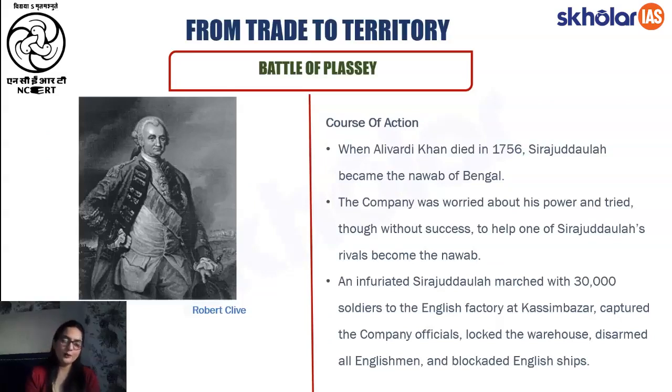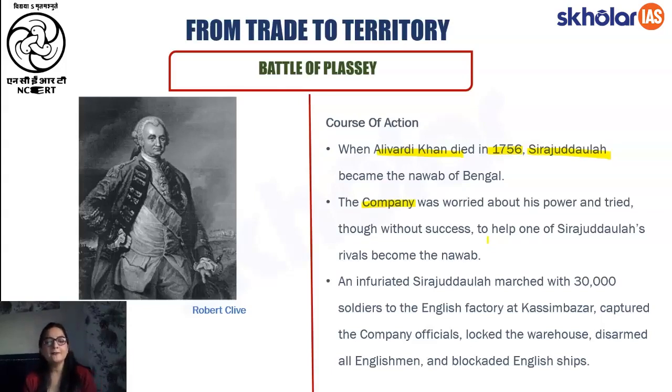Now students, as I have already told you, the important Nawabs of Bengal included Murshid Quli Khan, who was followed by Alivardi Khan, and when Alivardi Khan died, his successor was Sirajud-Dowla, who came to the throne in 1756. Now students, when Sirajud-Dowla came into power, the company became very worried as they did not like his policies. And that is why, in order to remove him, they made a plan to empower Sirajud-Dowla's rivals in order to overthrow him. Sirajud-Dowla came to know about this plan and he became very furious.